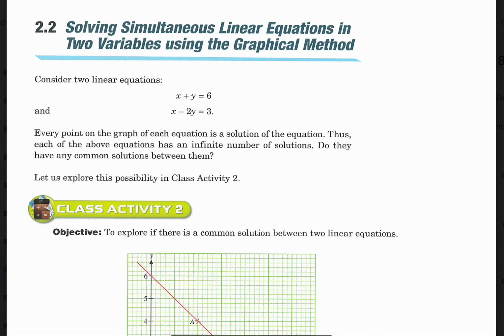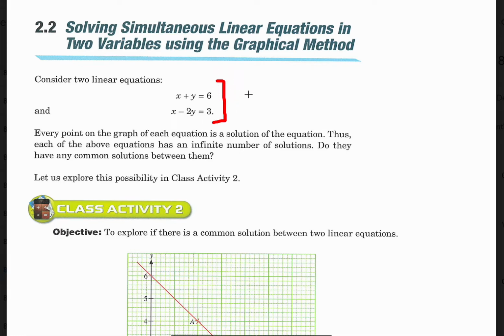All right, today we're going to be talking about solving simultaneous linear equations in two variables using the graphical model. So up until now, we've only talked about one equation at a time. Now we're going to consider two linear equations, or simultaneous linear equations, working together.